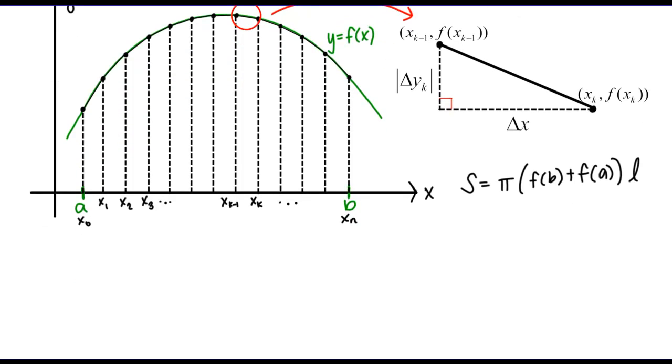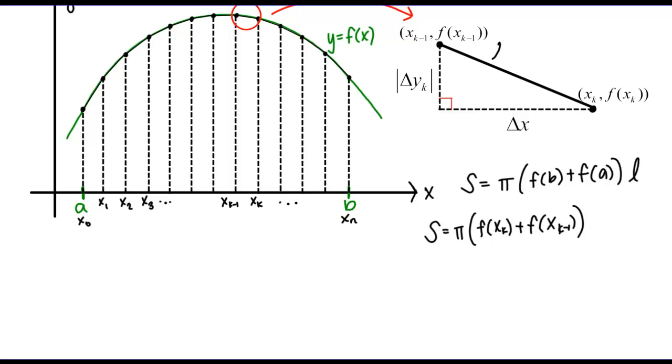But we can be a little more specific, right? B and A are the endpoints of my line segment, which here are x sub k minus 1 and x sub k. So if I fill that in, I'm going to have pi times f of x sub k plus f of x sub k minus 1. And then what about an expression for L?